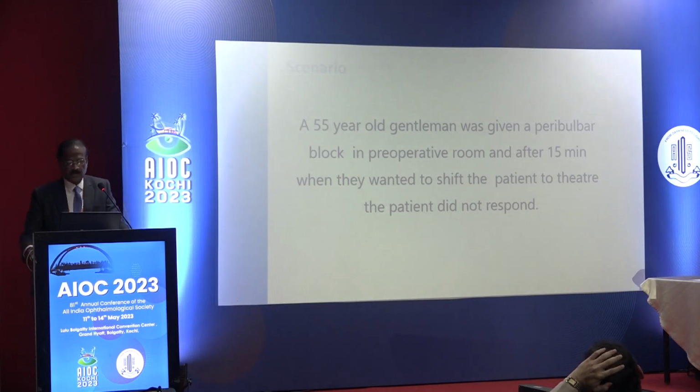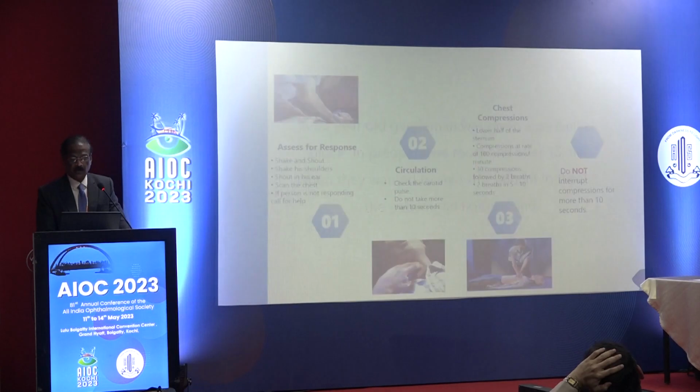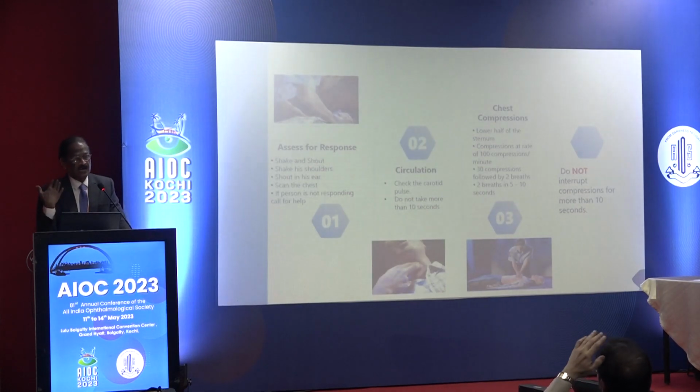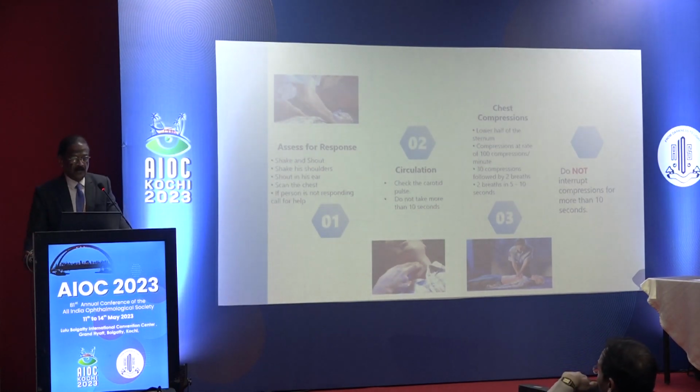I have just created a case scenario. A 55-year-old gentleman was given a peribulbar block in the pre-operative room, and after 15 minutes, when they wanted to shift the patient to theater, the patient did not respond. What do you do? First of all, assess the response, and then call for help, and then check the pulse.